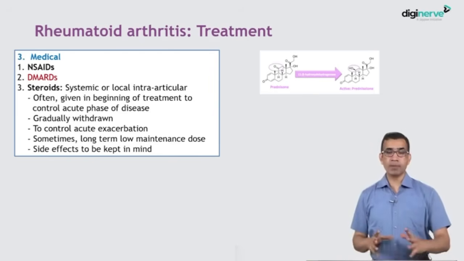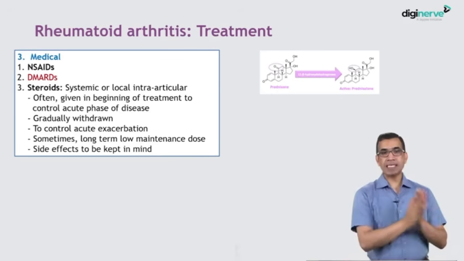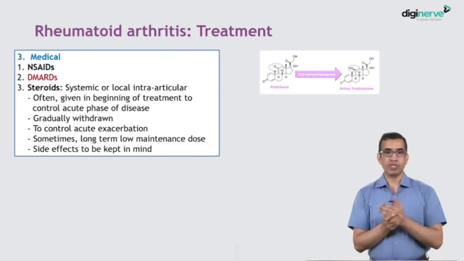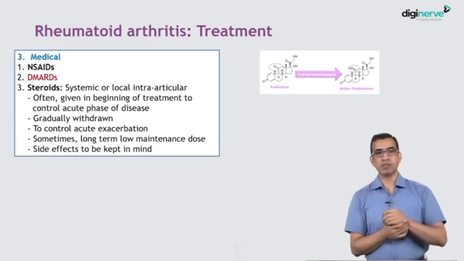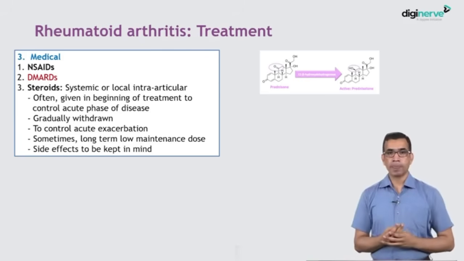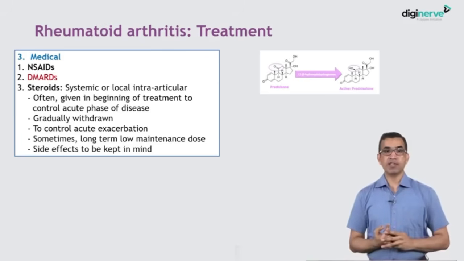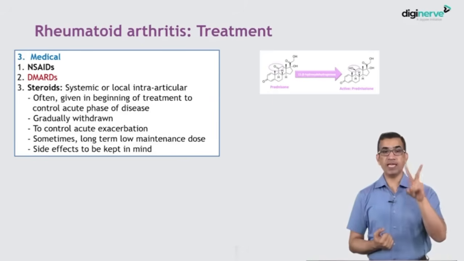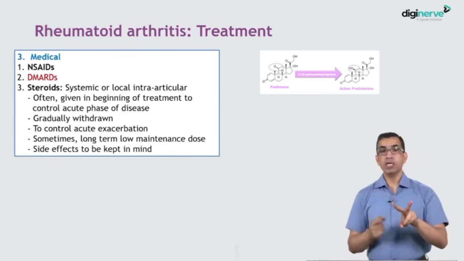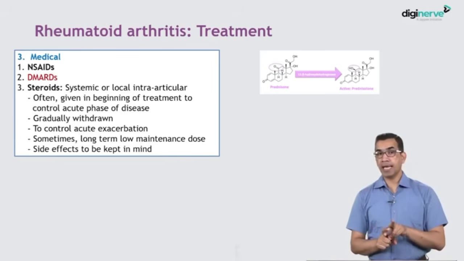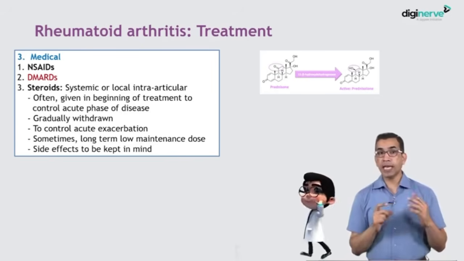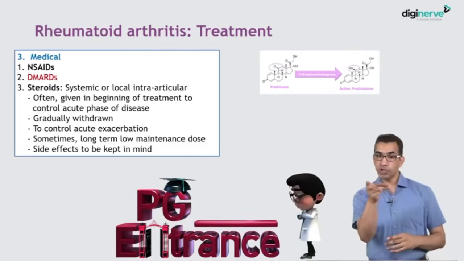But always remember the orthopedic side effects of these steroids. I'm sure that you know the steroid side effects which happen in the rest of the system also. But orthopedic side effects could be generalized osteoporosis and AVN, two very, very important complications. Generalized osteopenia and avascular necrosis of the hip. So they will frame the MCQ on these.